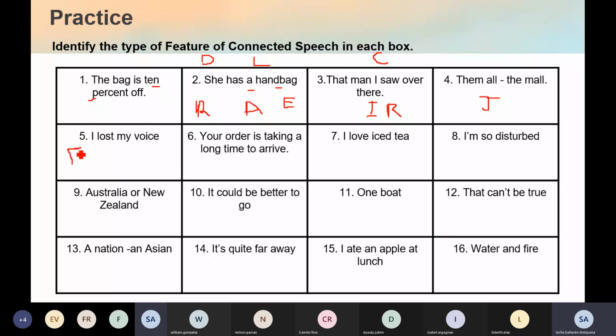Maybe that's the one that I wanted you to identify. So yes, we have the elision in the T sound. Okay, so this was Jolie. I'm gonna write a D next to it. Thank you. Now, 6.